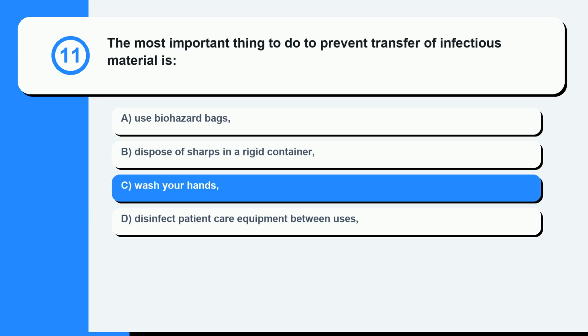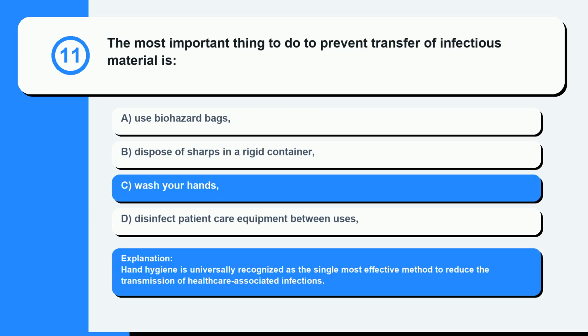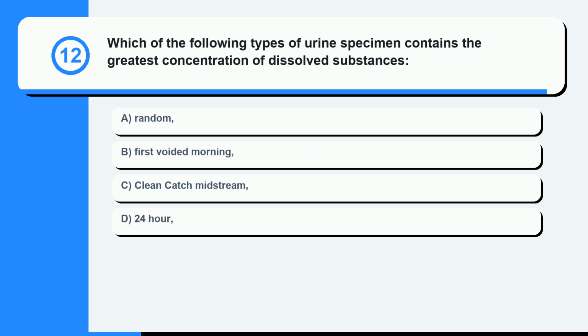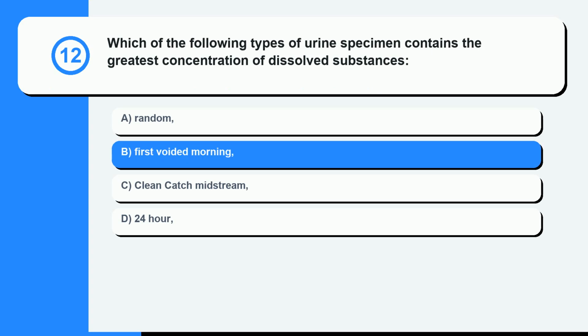Question 11. The most important thing to do to prevent transfer of infectious material is A. Use biohazard bags, B. Dispose of sharps in a rigid container, C. Wash your hands, or D. Disinfect patient care equipment between uses. The correct answer is C. Wash your hands. Hand hygiene is universally recognized as the single most effective method to reduce the transmission of healthcare-associated infections.